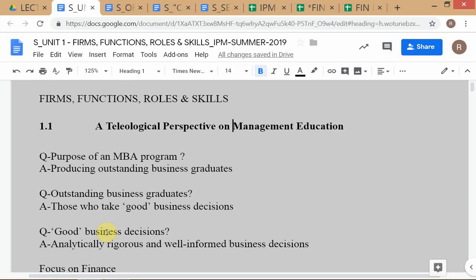Okay, so essentially teleology is concerned with design and purpose. It's a very useful word to know. It's a big word, and it's useful because it has applications in your life as well. It's always concerned with design and purpose.